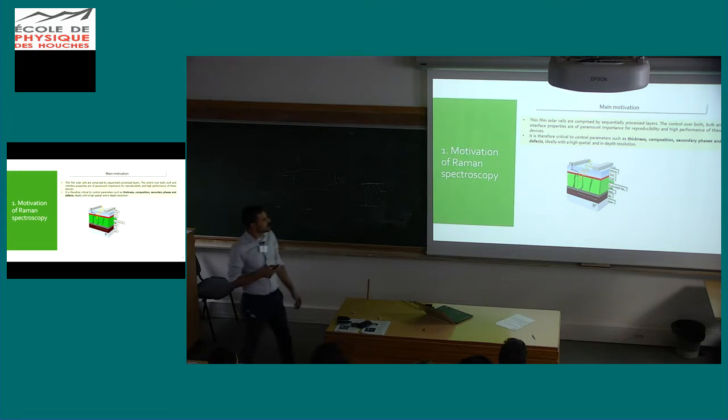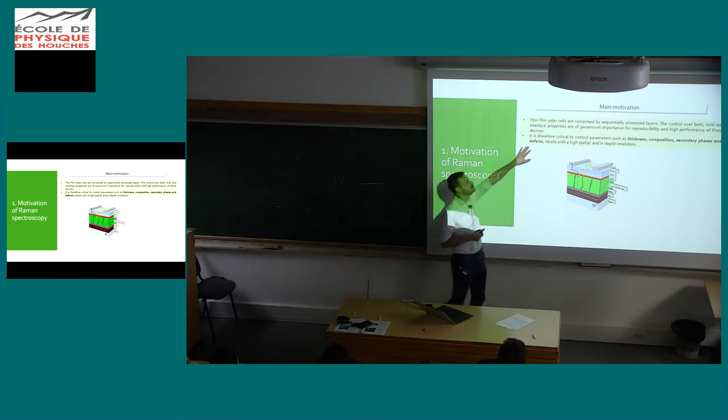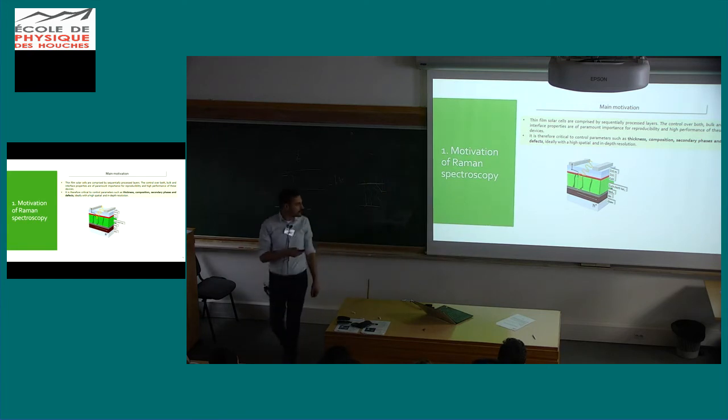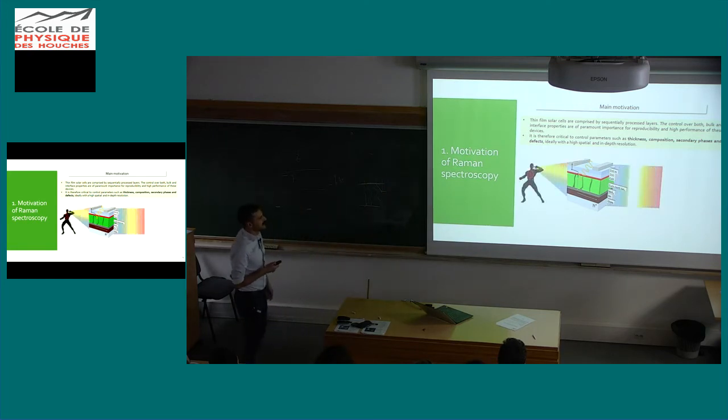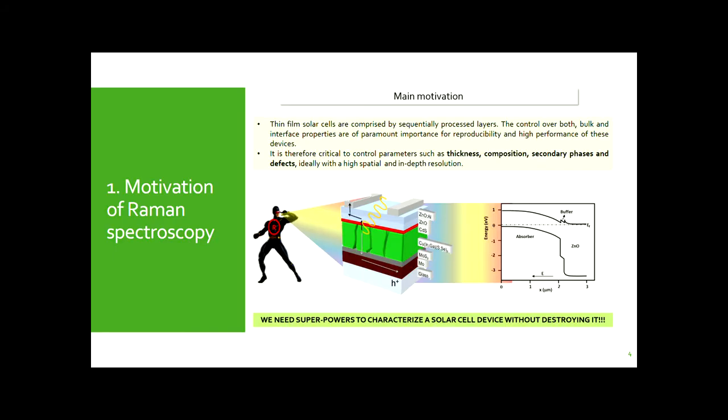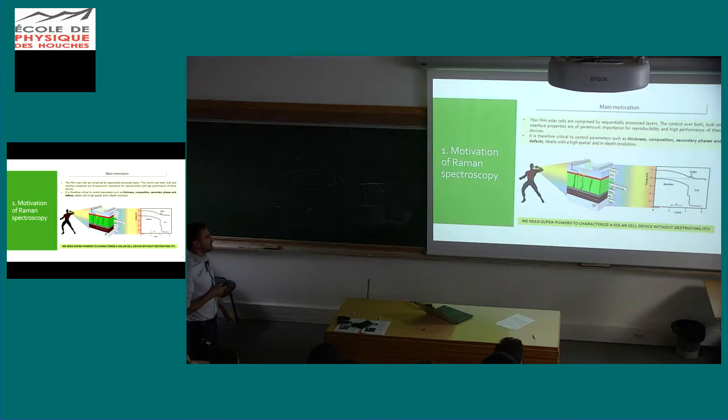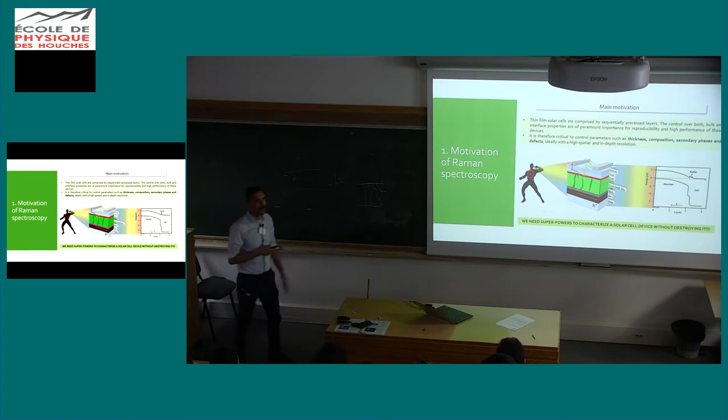And basically, with Raman spectroscopy, we can have access to some critical control parameters, like thickness, composition, secondary phases, and defects. And this is some explanation for the people working on silicon: yes, there are materials with secondary phases and defects. Crazy people like me working with this kind of material. So for all these parameters, we can have a solution with Raman spectroscopy, as I will show you. Then, using our superpowers of Raman spectroscopy, we can really characterize our solar cell device without destroying it. That is probably the most relevant point of Raman spectroscopy, because it's a purely optical technology.